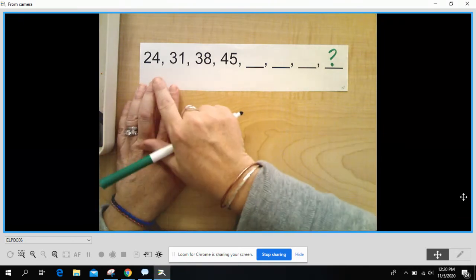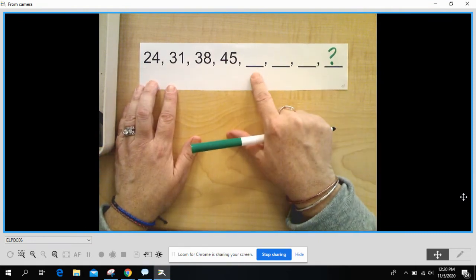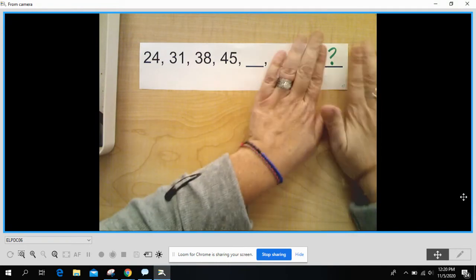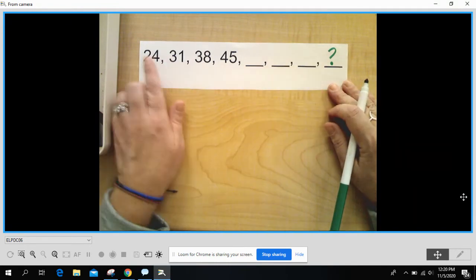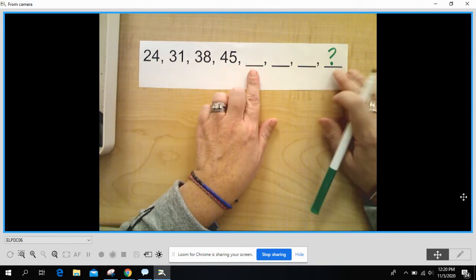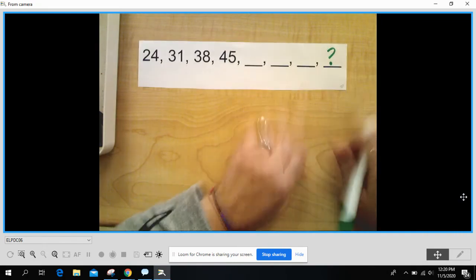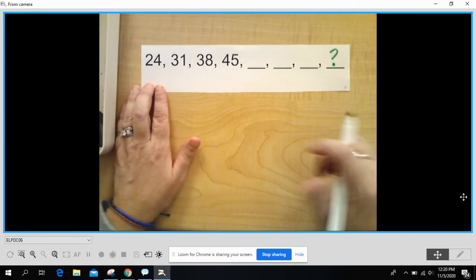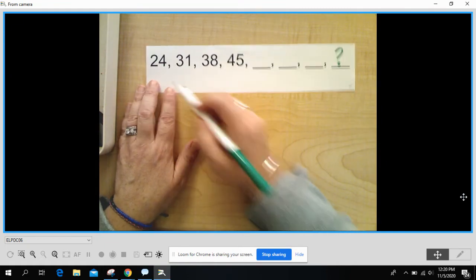But anyway, I don't always have to figure out what comes next. I might be given a specific term. So in this one, we have to figure out what comes 8th. I have my first, second, third, fourth, but in order to figure out the 8th, I also have to figure out the 5th, the 6th, the 7th, and then finally I'll get to the 8th. So let's see what's happening in this numeric growing pattern.